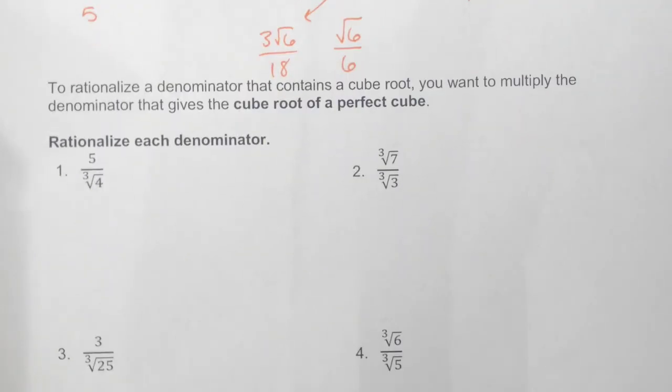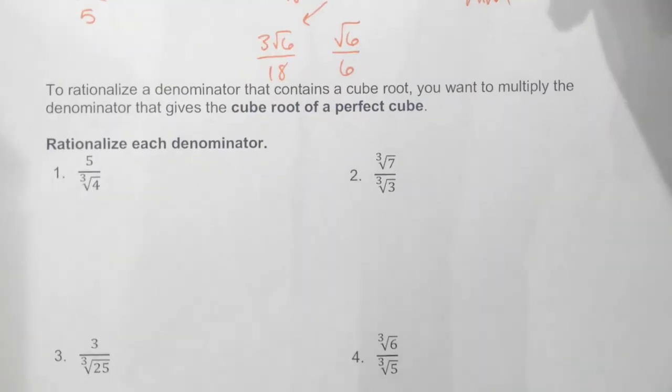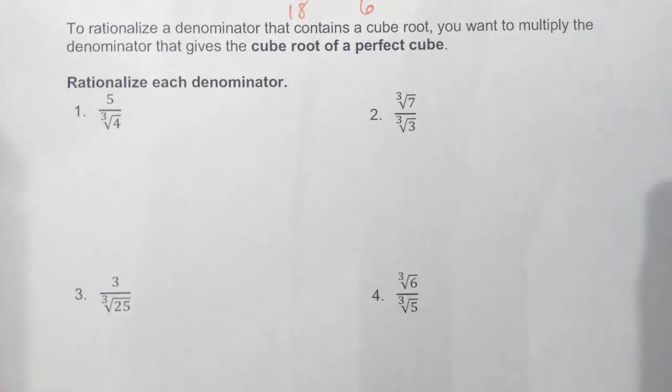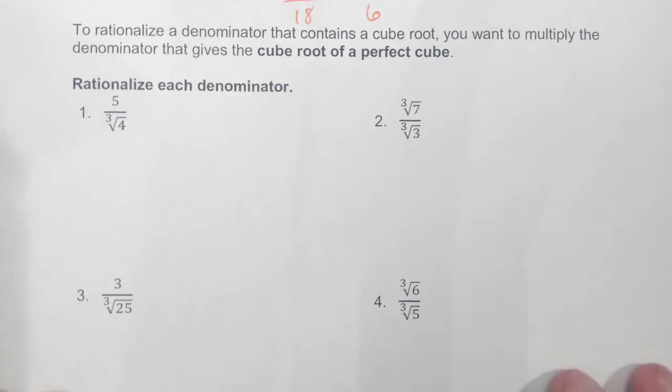Now with cubes, here's where it gets a little trickier. So rationalizing square roots is pretty simple because you just multiply it by itself. For cubes, you want to make it into a perfect cube. So you can't multiply it by itself because that's not going to make a perfect cube. So for these, you really need to know your perfect cubes.